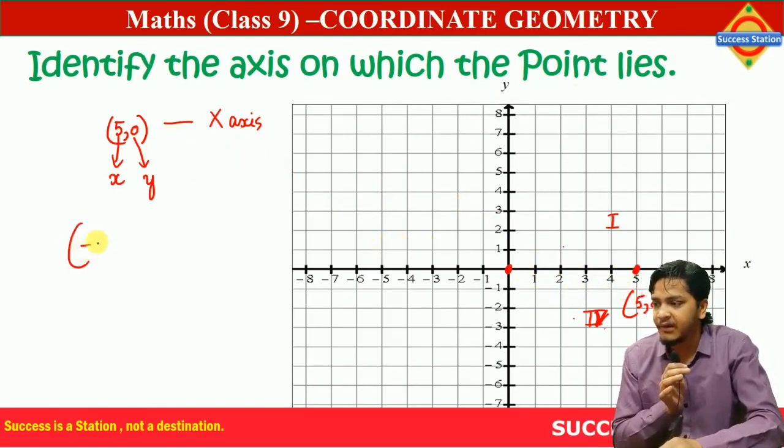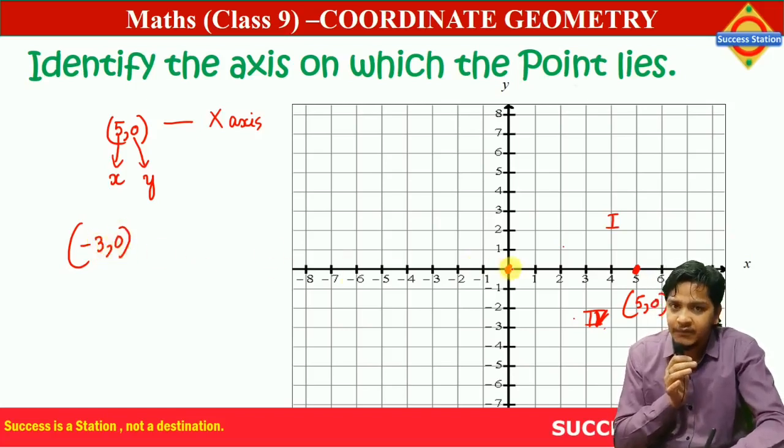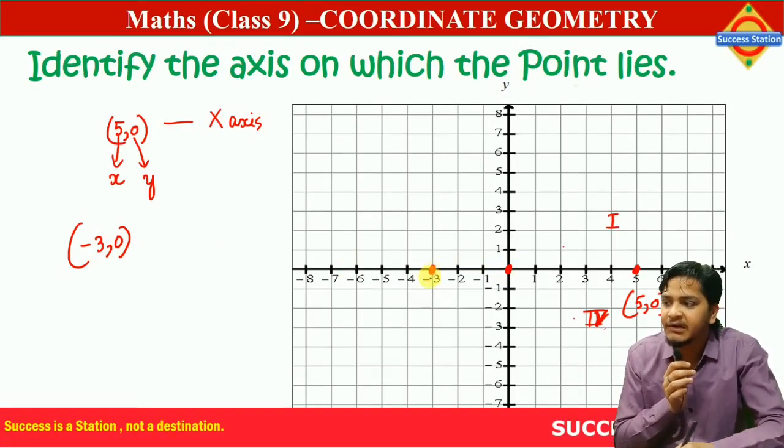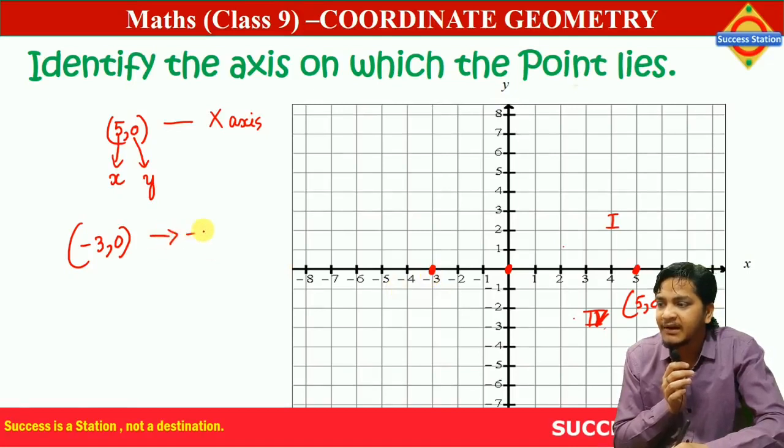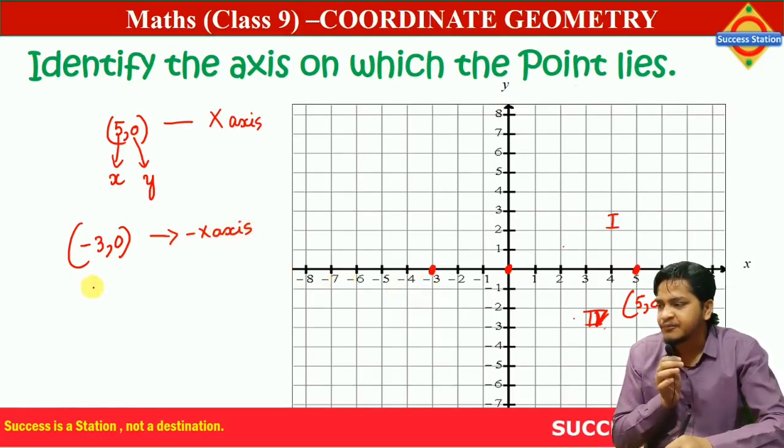Okay. The same way, minus 3 comma 0. Where will it lie? Start from the origin. X is minus 3, so I'll go here. But I don't have to travel in y. So this will lie on the x-axis, but on the negative x-axis. It will lie on the negative x-axis. Is it clear? Okay.